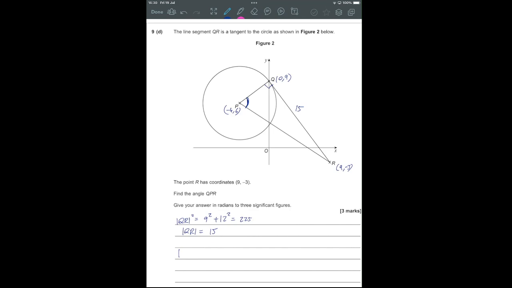Let's do the same. Probably QP is the easiest to find, mostly because Q has a 0 in it. So that's going to be 4 squared plus 3 squared, another Pythagorean triple. So QP is 5. Now, if we did work out PR, PR would not be a nice number. That'll have some square root in it.